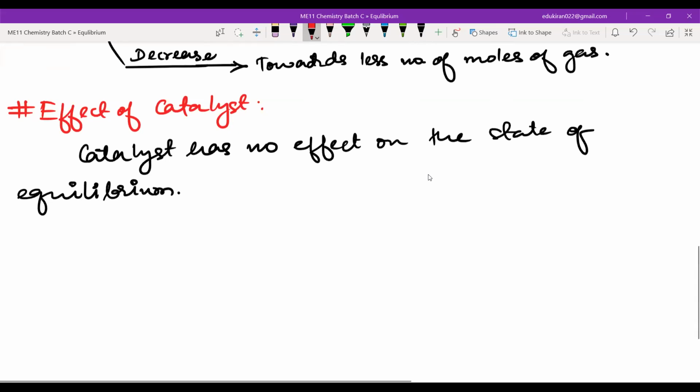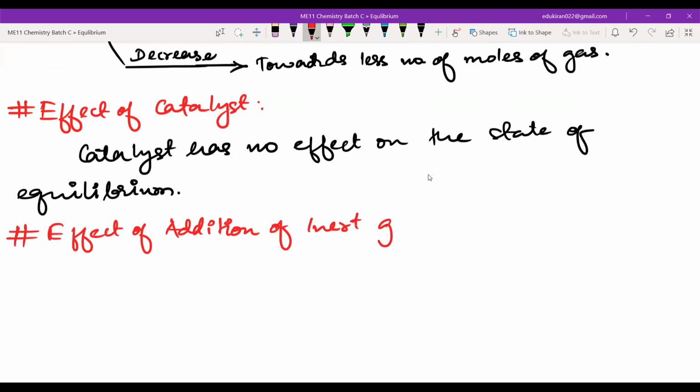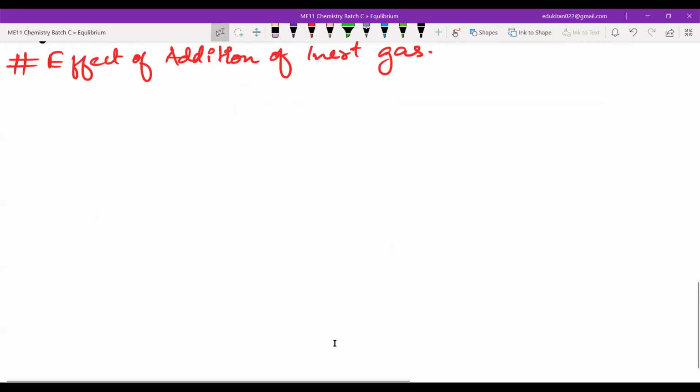Okay, but the next one is important. Effect of addition of inert gas. Done with effect of catalyst, guys? Yes or no? Yes, sir. Okay, fine. Done? Yes, sir. Okay, fine.